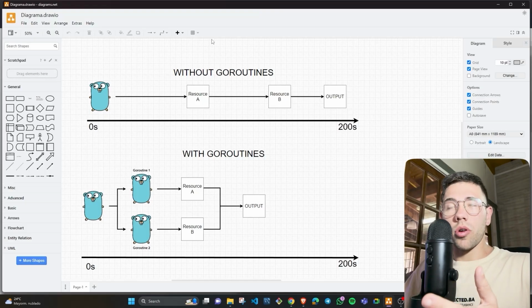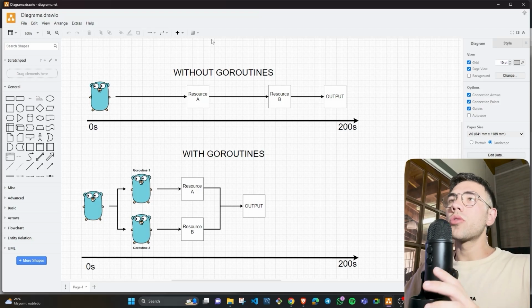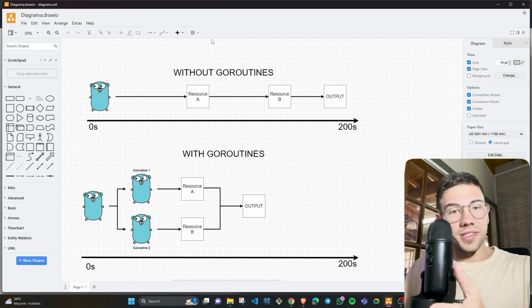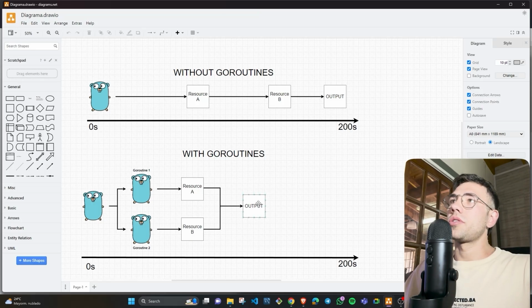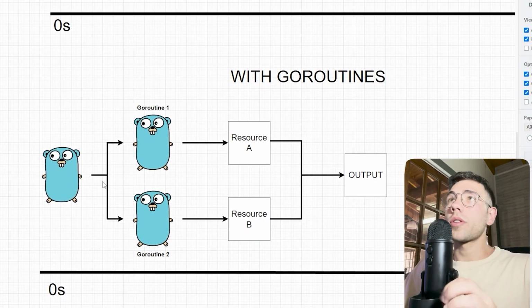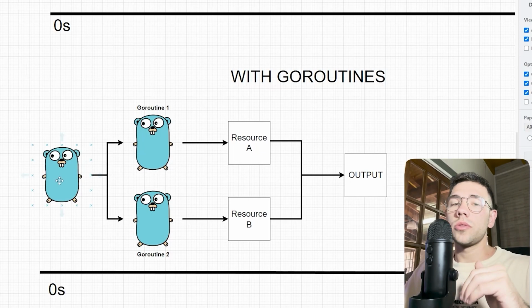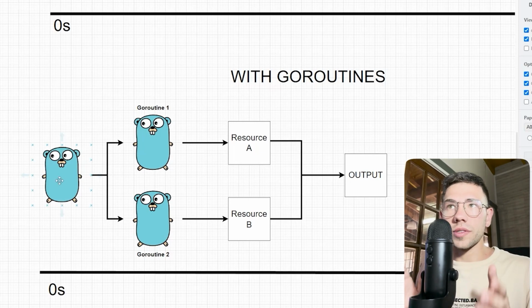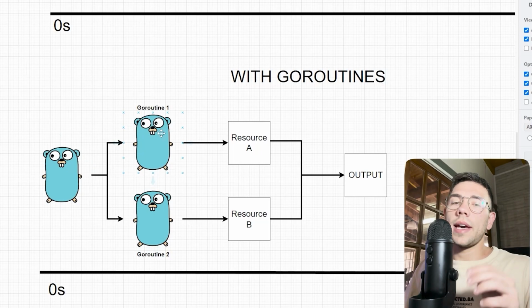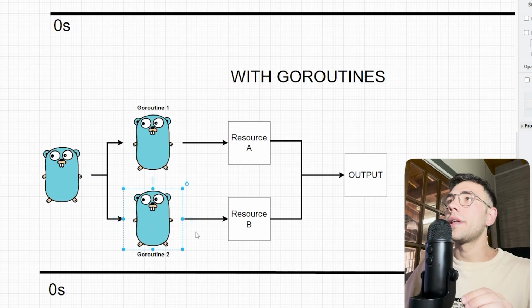Why do we need wait groups? Well, wait groups are here to wait for Goroutines. So imagine this situation. We have a Golang program and we execute two Goroutines to work concurrently. This Goroutine will get resource A and this other Goroutine will get resource B independently, okay?